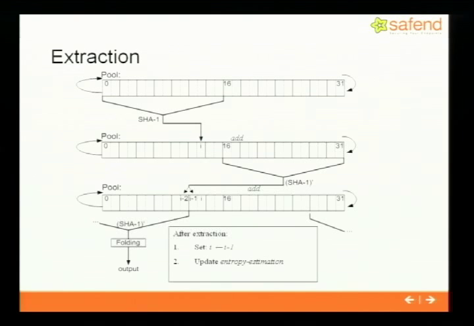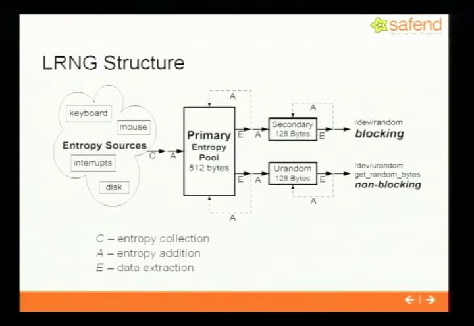From SHA we get 20 bytes of output, and the authors were afraid that someone will find an attack for SHA-1, which, by the way, is coming this year, and they added another layer of folding. So they take the 20 bytes and they fold it. They take 10 and 10 and XOR them into the result. And that's the output. So a very, very complex structure for the extraction of output from the pool. And again, as you could see, there is a lot of extraction: one when we read bytes from dev random or from dev urandom, and whenever there isn't enough entropy in the small pools, the secondary and the urandom, we get additional entropy from the primary pool.